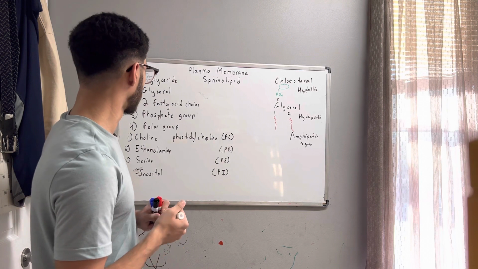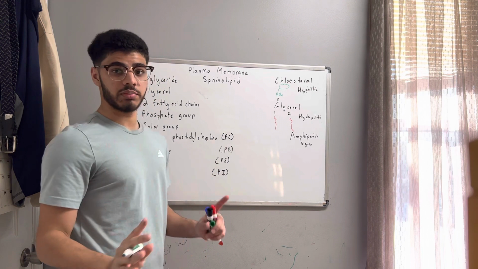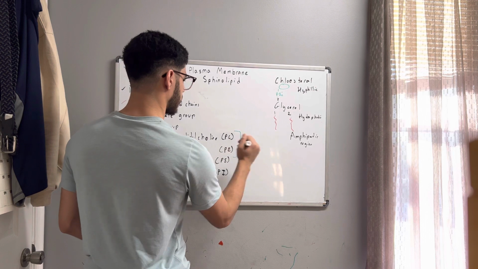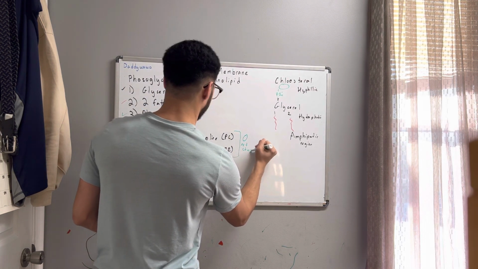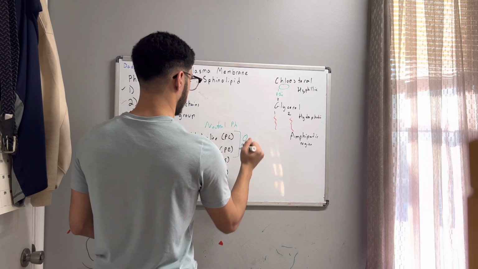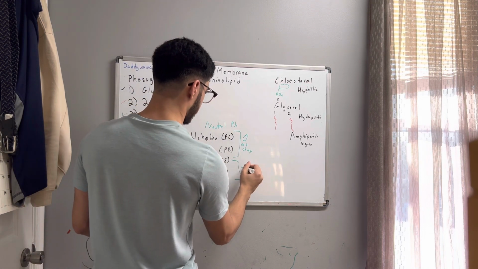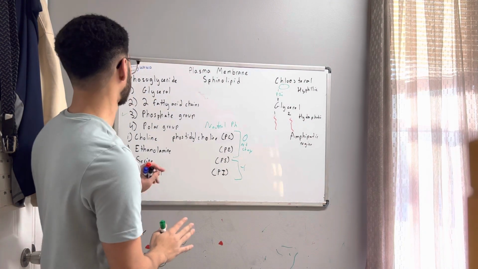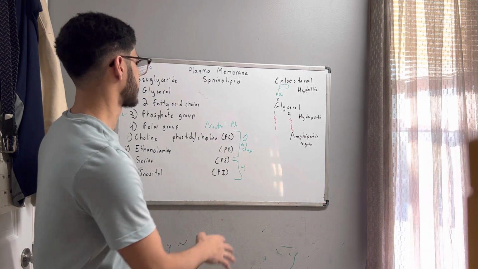Something else I want to quickly add: if you have a neutral pH, then these two will have a net charge of 0. And for these two, it would be a net charge of -1. So that's the main concept for the phosphoglyceride. And then I'll explain this stuff later.